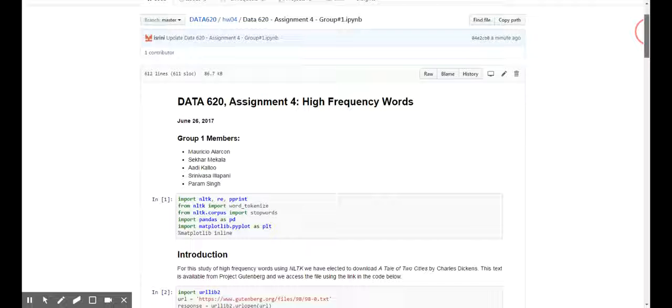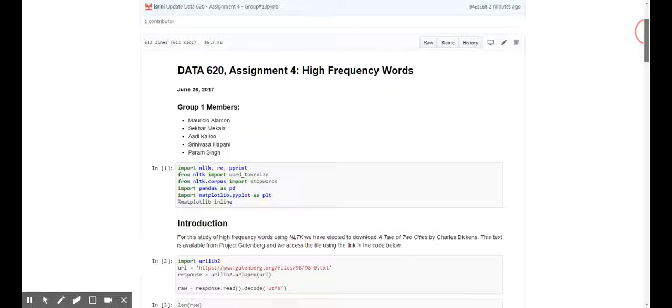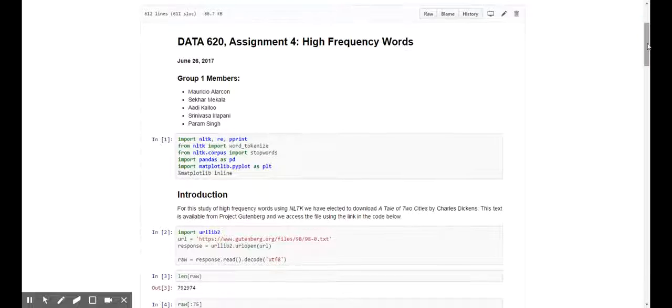This is assignment four for the Data 620 class, and the topic is high frequency words from a select text from an online resource. The objective of this assignment is to select a corpus of text from an online resource, find how many total unique words are in this corpus, identify the top 200 high frequency words, and create a graph. And at the end, check if the observed relative frequency of these words follows Zipf's law.